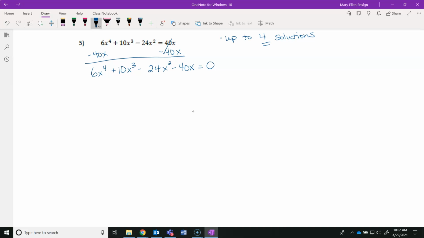So GCF for this, if I look at all those numbers and all those variables, the biggest thing I can take out is a 2. Nothing else goes into all of those, and then an x also. So I take 2x out. I'm going to get 3x to the third plus 5x squared minus 12x minus 20. So I pulled out my GCF.